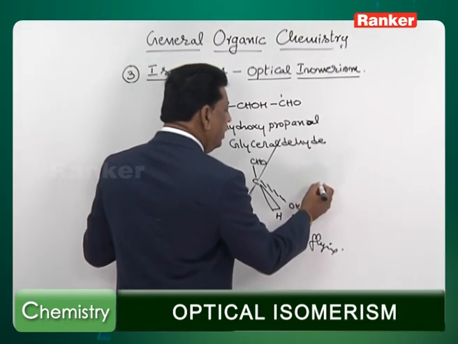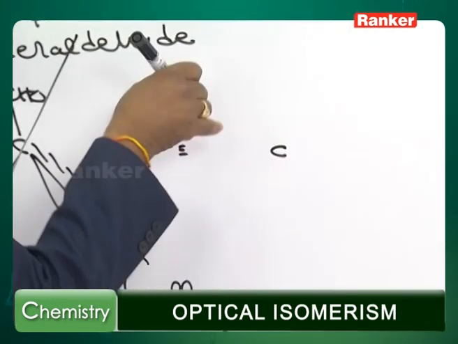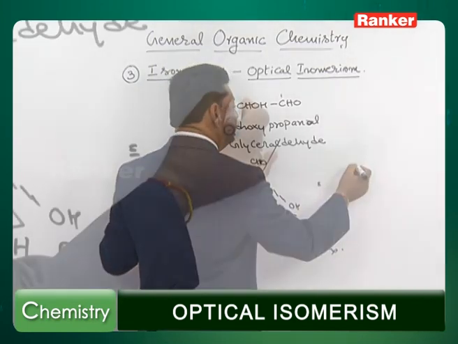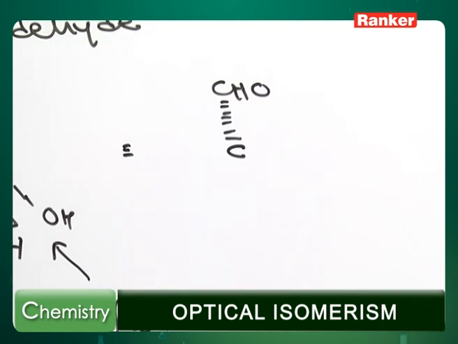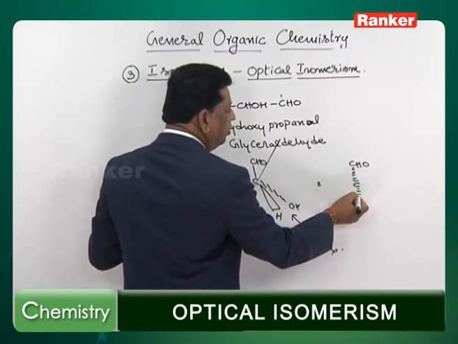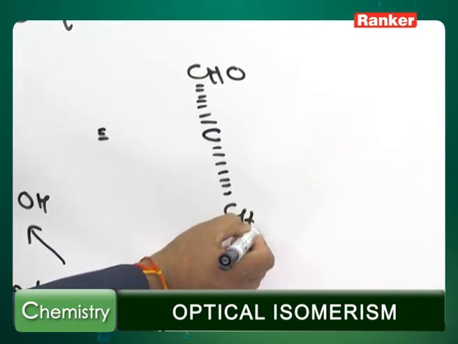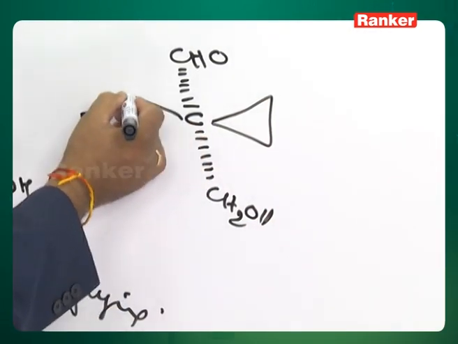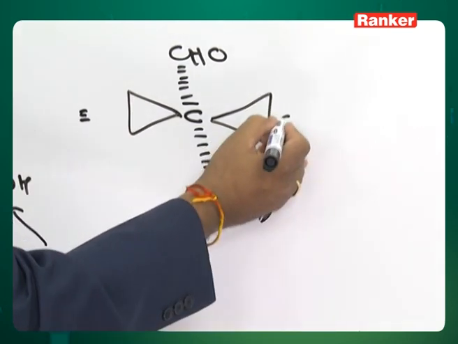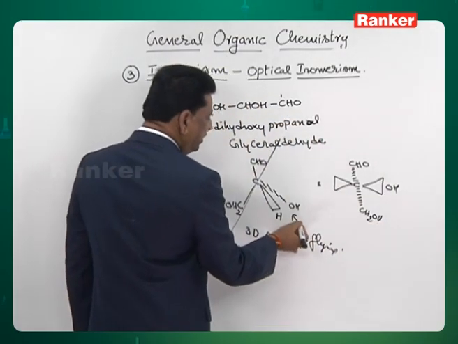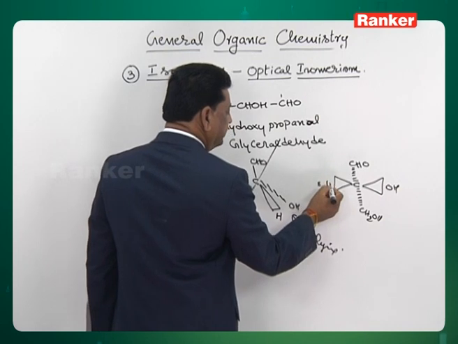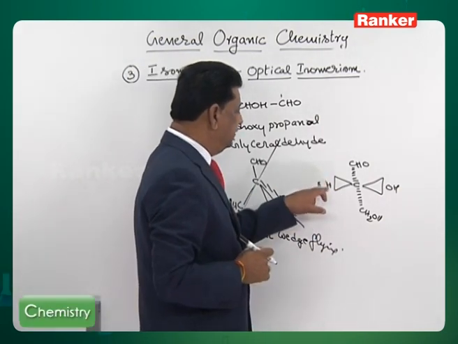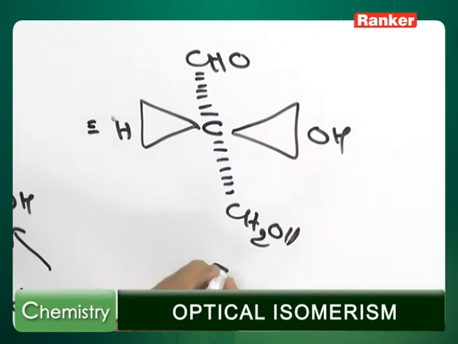So the molecule may also be written like this: carbon is on the board plane and the CHO goes backside. In fact, aldehyde goes backside and CH2OH also goes backside. These two groups are front side. So OH right side, H left side, if I am looking from this side. Whenever this molecule is written in this particular model, this is called what? Fischer model.